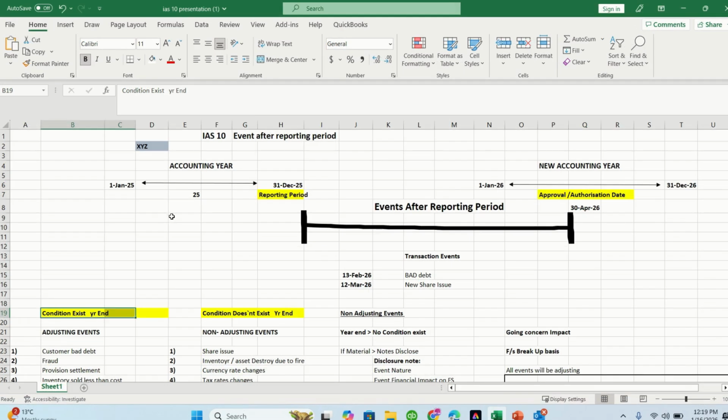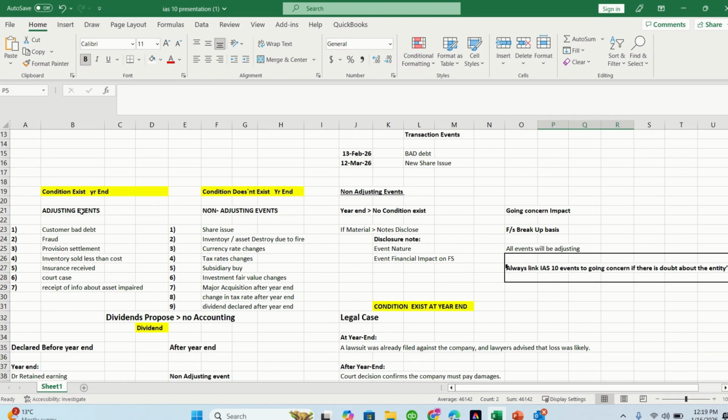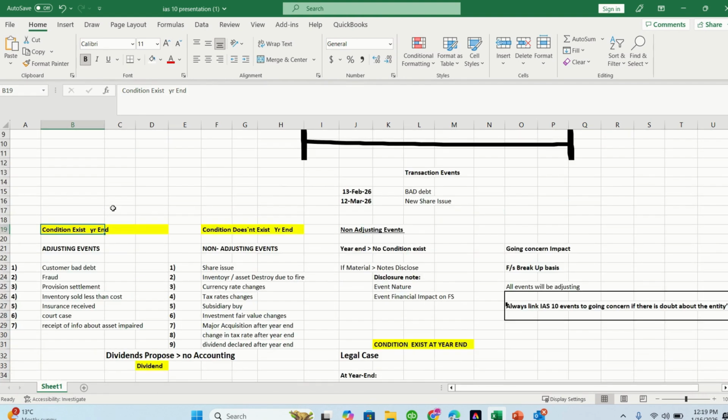Any event that occurs after the reporting period and before authorization of financial statements will be treated under IAS 10. We will be discussing two types of events in our lecture, adjusting events and non-adjusting events. If any condition exists at year end for the transactions, those types of events and transactions will be adjusting events. And if the condition doesn't exist at year end, those types of events and transactions will become non-adjusting events.